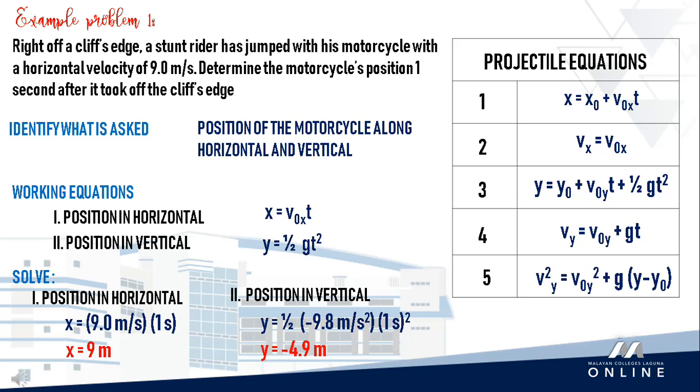Hence, we can say from this that the position of the motorcycle along the horizontal is 9.0 meters and along the vertical is negative 4.9 meters after it took off the cliff's edge. The negative position along the vertical implies that the motorcycle's final position is below its initial position.